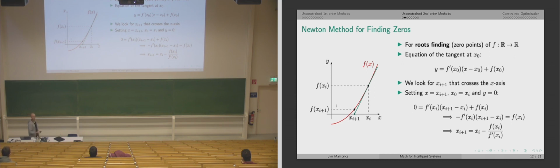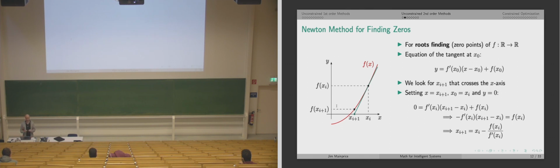So by iterating this process, by saying, compute the Taylor expansion, where does it cross the x-axis, recompute the Taylor expansion, where does it cross the x-axis, and so on, this eventually converges to the zero point. So that's the Newton method for finding zeros of a function.